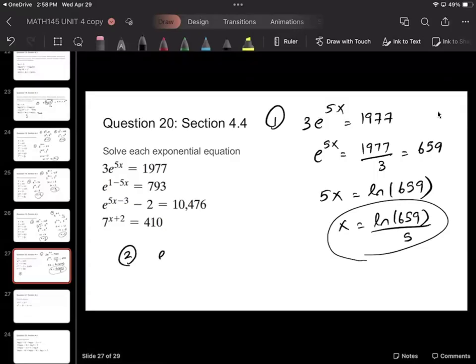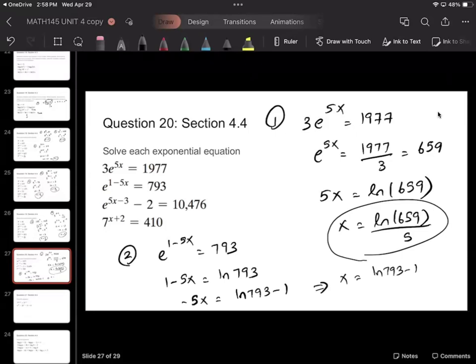2. e to the power of 1 minus 5x is 793. 1 minus 5x is ln 793. Negative 5x is ln 793 minus 1, which means x is ln 793 minus 1 all over negative 5, which can also be written as 1 minus ln 793 over 5.